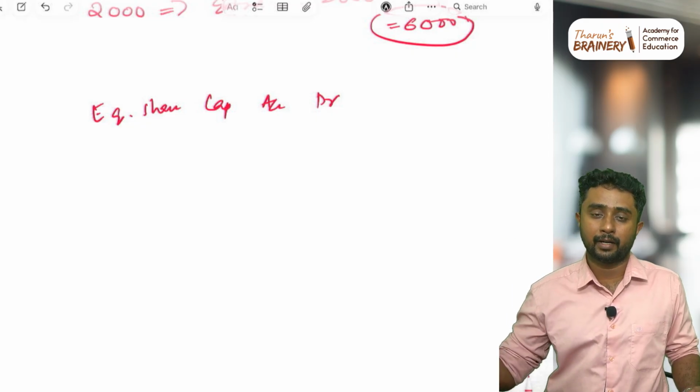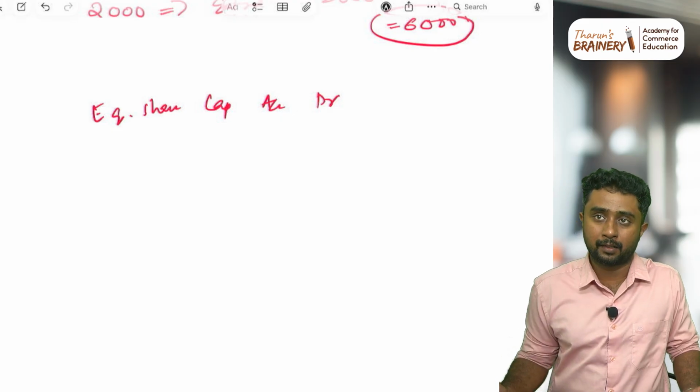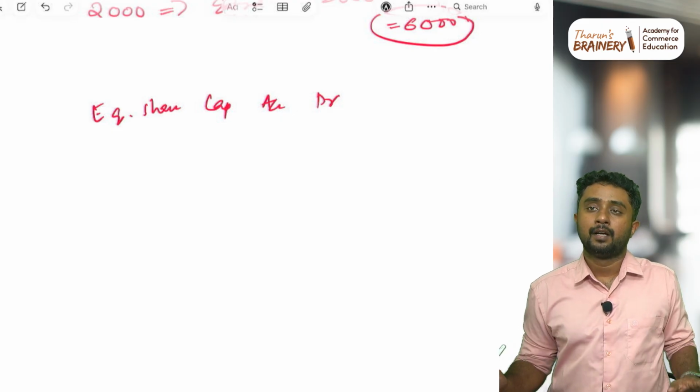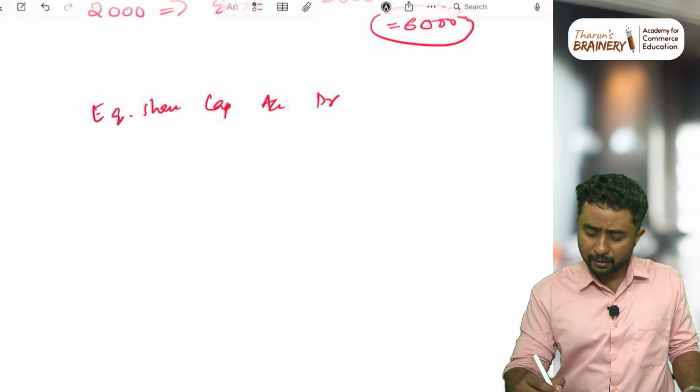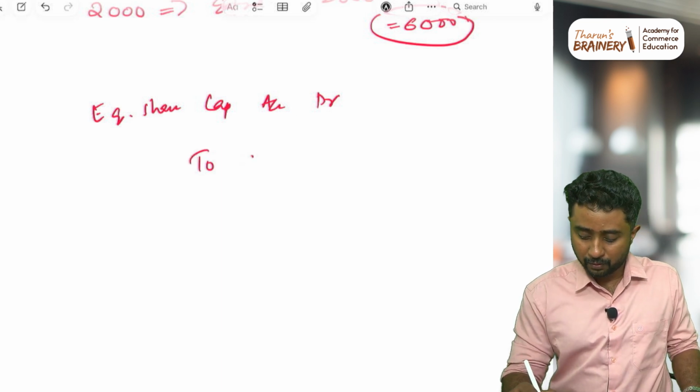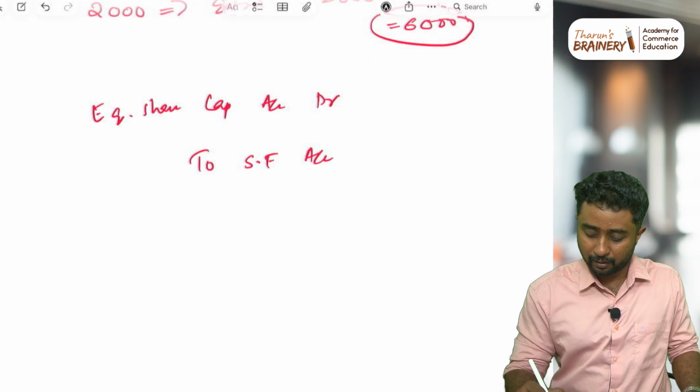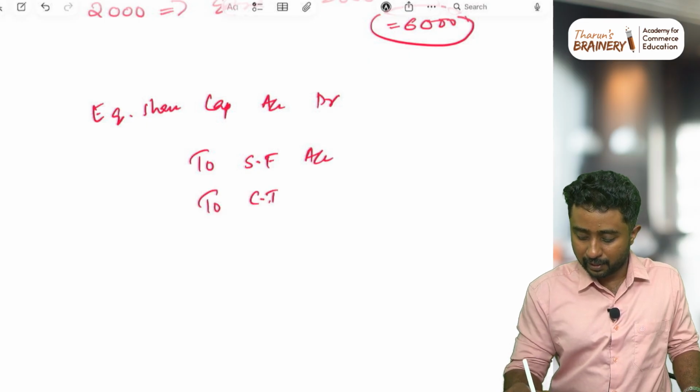When it is the second and final call, Rakesh is not there at all. Rakesh's shares are not considered for the second and final call installment. So equity share capital account debit, to share forfeited account will come, to calls in arrears also will come here.